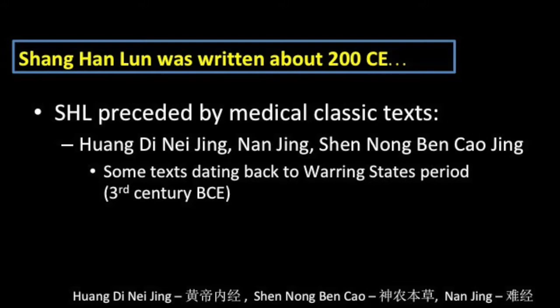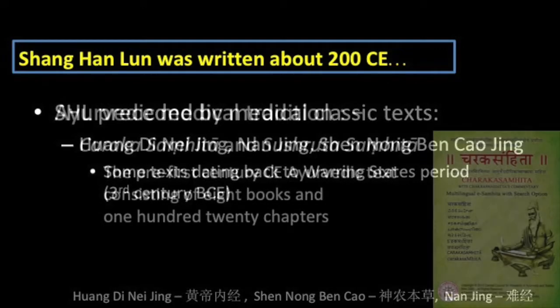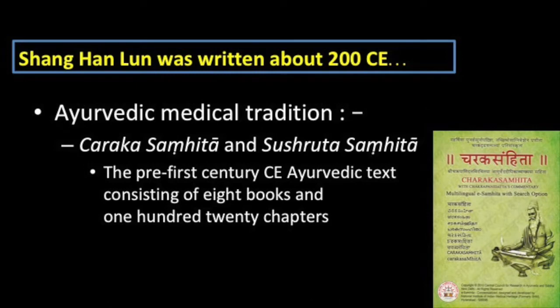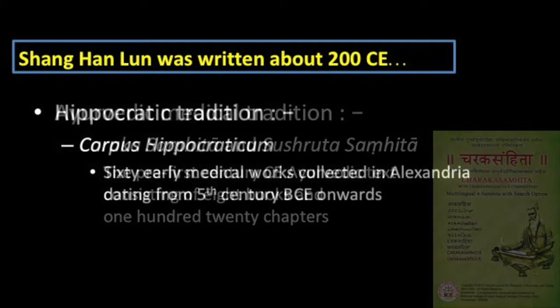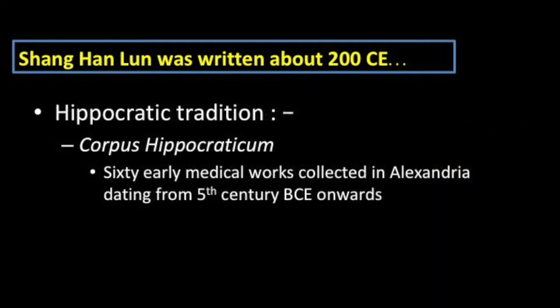By the end of the Han dynasty, a number of classic medical texts were already generally established, including the Huangdi Jing, or Yellow Emperor's Internal Classic, the Nanjing, or Classic of Difficulties, and the Pharmacopoeia of Shen Nong. For context, in the Ayurvedic tradition, the Charaka Samhita and Sushruta Samhita had been set down in writing in India. In the West, the Hippocratic Corpus had been collected in Alexandria. This was an extension of the teachings of Hippocrates of Kos.